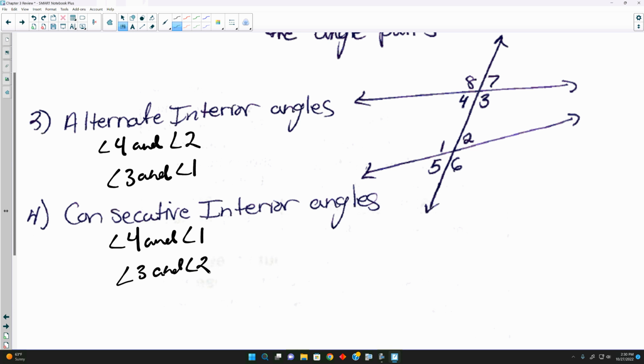You got these flipped. Because it is 3 and 1, 4 and 2. This is alternate interior. Consecutive interior is 4 and 1, 3 and 2. You had that right? You need to just refix. Wait, so I had this right the first time? Yes. You just got those 2 mixed. Any other questions on 1 through 4?